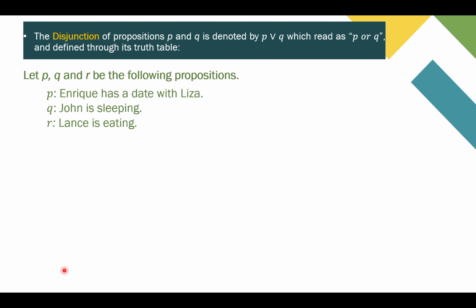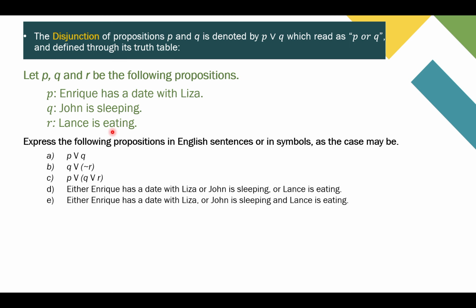To give you an example, let P, Q, and R be the following propositions. Proposition P: Enrique has a date with Liza. Proposition Q: John is sleeping. Proposition R: Lance is eating. So, we have 5 propositions. We need to express these 5 following propositions in English sentences or in symbols, as the case may be.